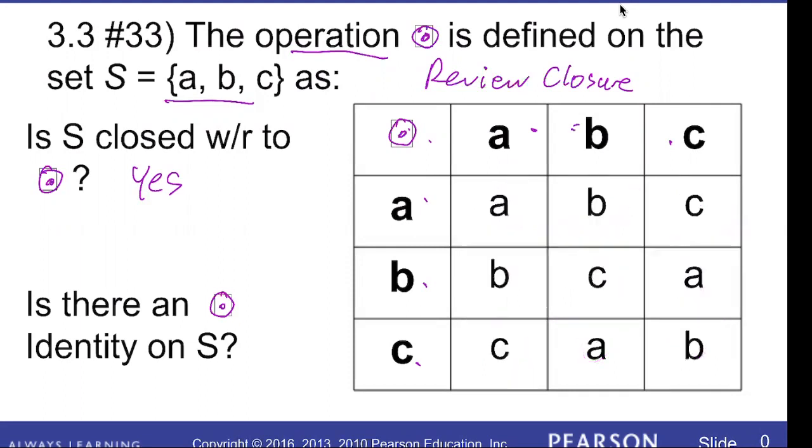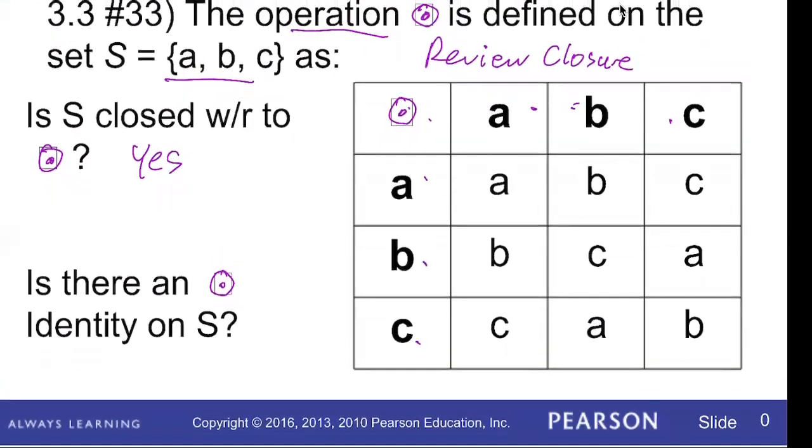Now, is there an identity on S? This would mean for every two elements, like A target B should equal B, and B target A should also equal B. That's like saying 1 times 3 is 3, is equal to 3 times 1. That's our identity. Well, let's look.